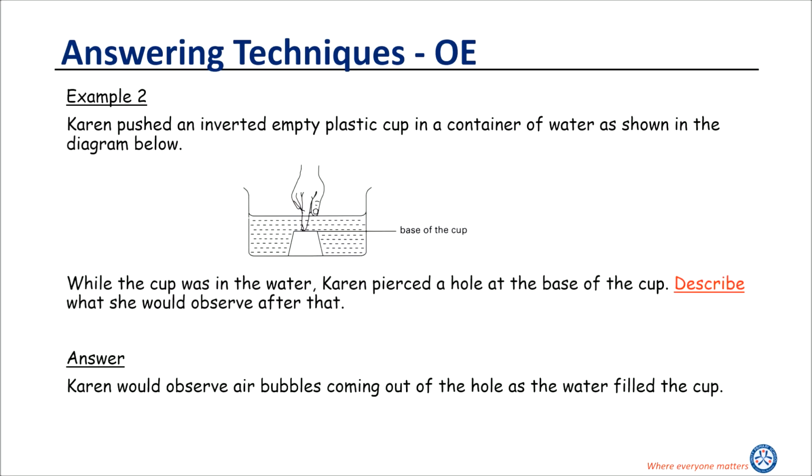Here's another example of a question involving description. Karen pushed an inverted empty plastic cup in a container of water as shown in the diagram below. While the cup was in the water, Karen pierced a hole at the base of the cup. Describe what she will observe after that. To answer this question, students would simply describe that air bubbles will be seen coming out of the hole as water filled the cup. There is no need to explain why the bubbles are escaping from the hole.